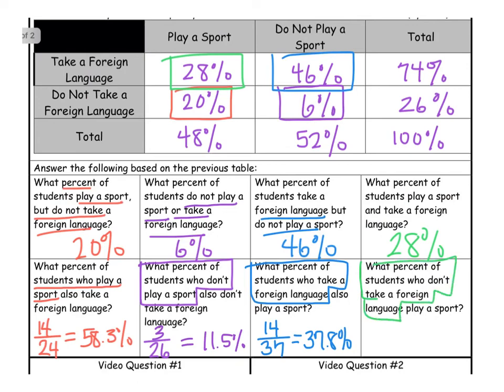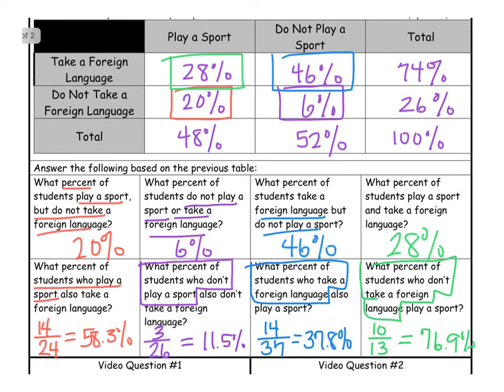And then finally, what percent of students who don't take a foreign language? So how many students don't take a foreign language? There are 13. And of those, how many play a sport? That's 10. And we get a percentage of 76.9%.